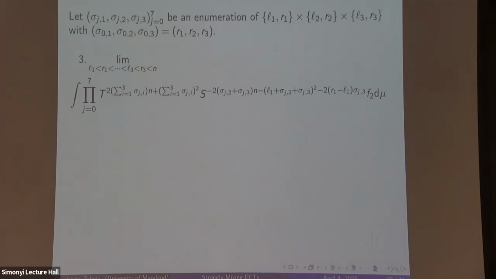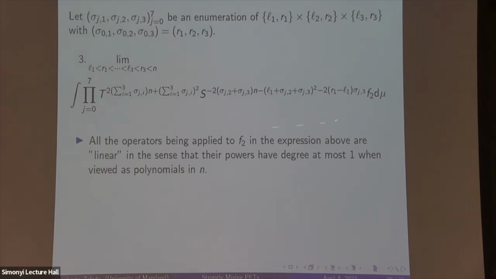Okay, so that's bad. And we have to list all possible choices of L1 or R1, L2 or R2, L3 or R3 as sigma j's, 1, 2, and 3, and j goes from 0 to 7. Okay, so what do we do with this expression?